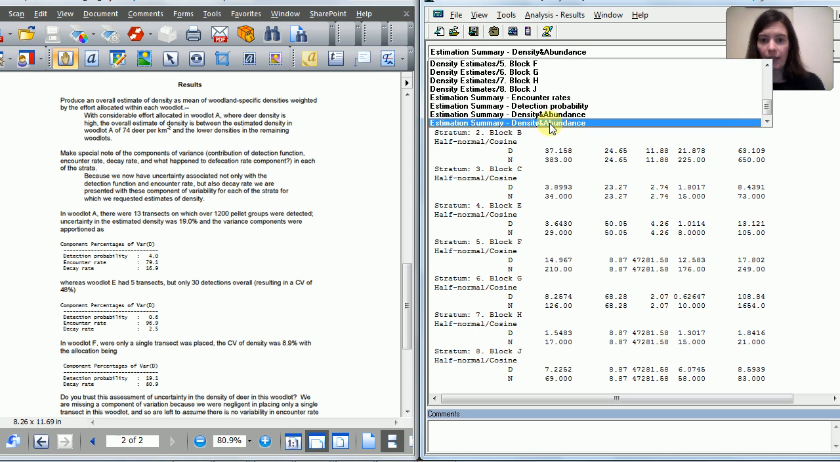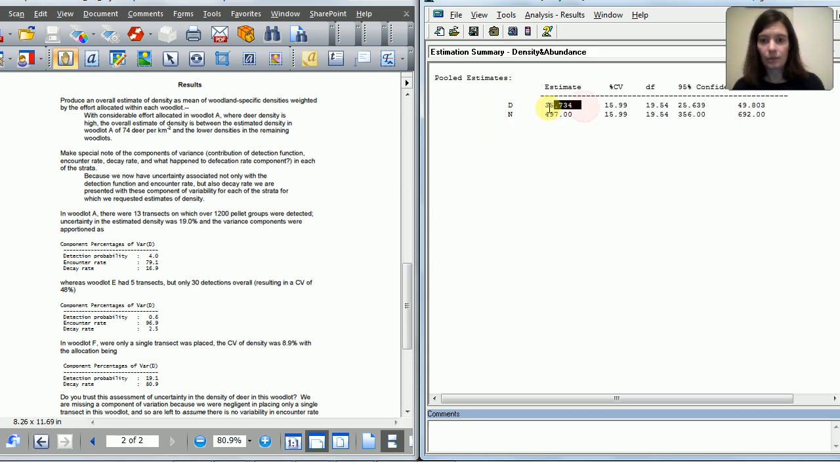So if we move to looking at our overall density estimate, the mean density estimate is 36, which is somewhere in between all of the per block density estimates, as you'd expect.